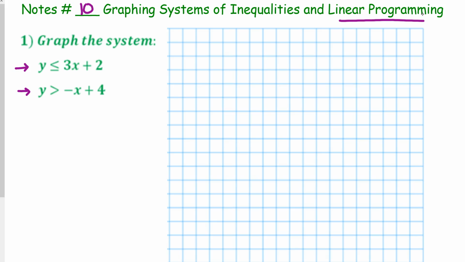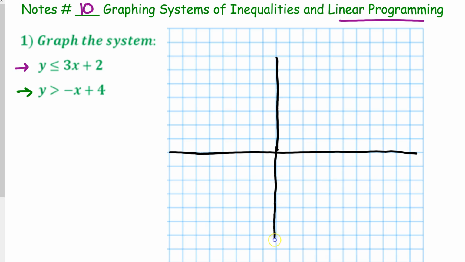I apologize if my lines aren't very straight because I really don't have a ruler tool at my disposal right now, so I'll just do the best I can. We're going to graph this system with y is less than or equal to 3x plus 2, and y is greater than the opposite of x plus 4. I'll color code them, one in purple and one in green. Let me put some axes in here on my graph. Looking at the values of the slopes and the y-intercepts, I think we would be safe to go with a scale of 1s on both axes.